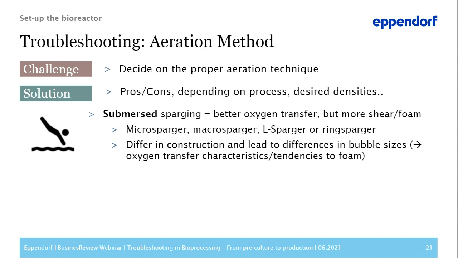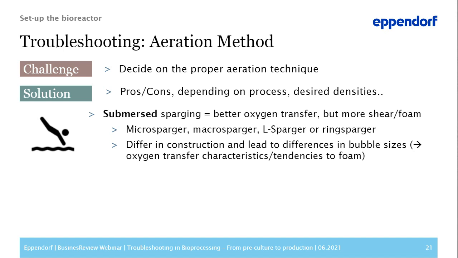For example, if you're using a micro sparger, they give you a large number of small size bubbles, thereby providing a very large surface area for gas transfer, leading to actually very high oxygen transfer efficiency. However, the downside of that combination is that it leads to excessive foaming, which could then end up potentially blocking the exhaust filter and also it could expose your cells to more shear stress.